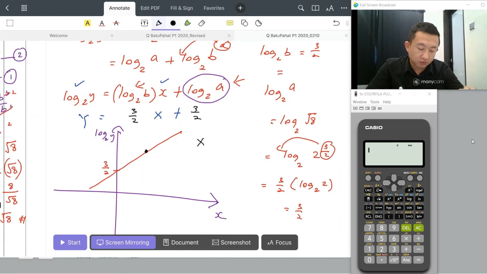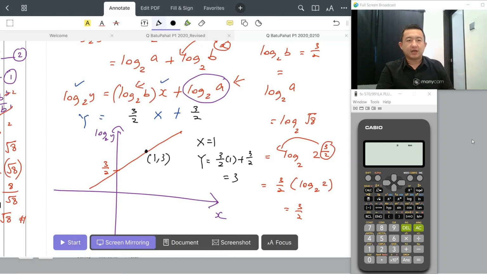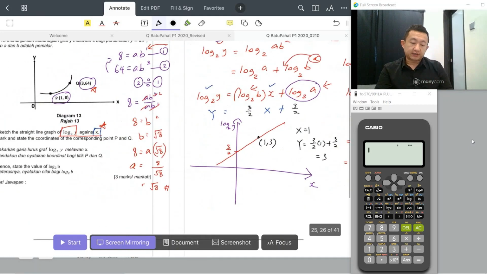So when my x equals to 1, my y equals to 3 over 2 multiplied by 1 plus 3 over 2. I have how many? 6 over 2, I have 3. So you have one coordinate, 1, 3. You can label 1, 3. I think that's enough already. Sketching. Y-intercept, another coordinates. Horizontal axis, vertical axis, that's all. That is on the sketching part.